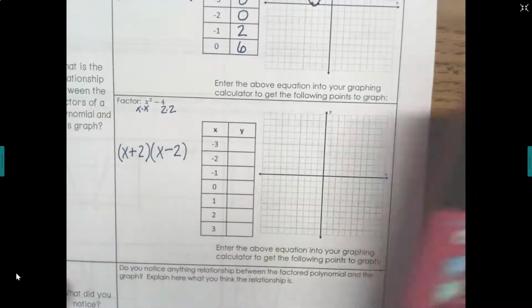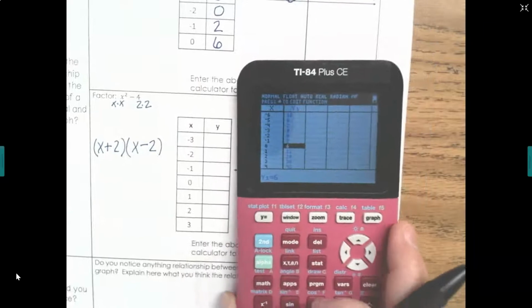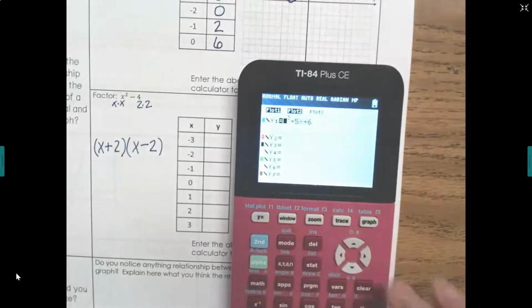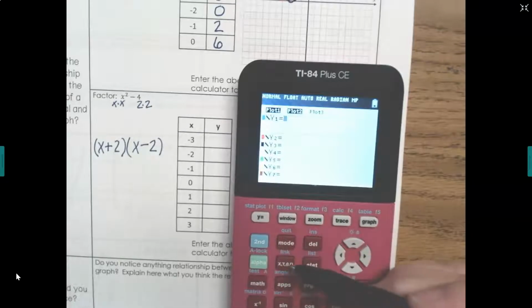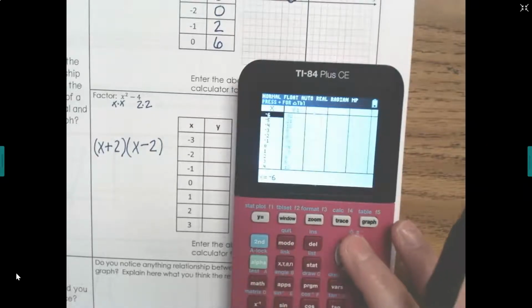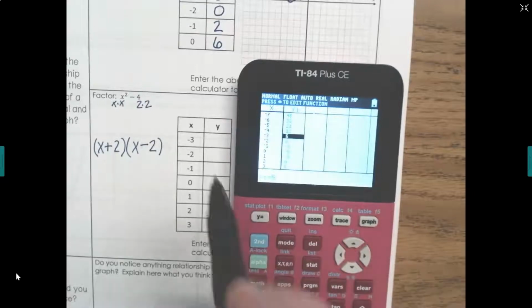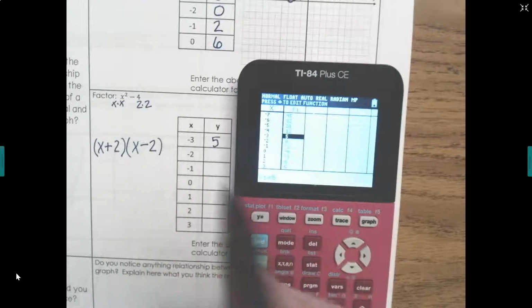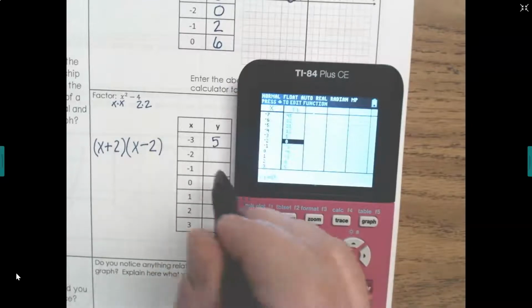We're going to do the same thing that we just did. We put our equation in, so go back into y equals and clear that out. x squared, remember your x is next to the green alpha button, then press the squared button, minus 4. Now let's go look at our table of values. This one starts at negative 3, where my y value is 5. Negative 2 is 0.